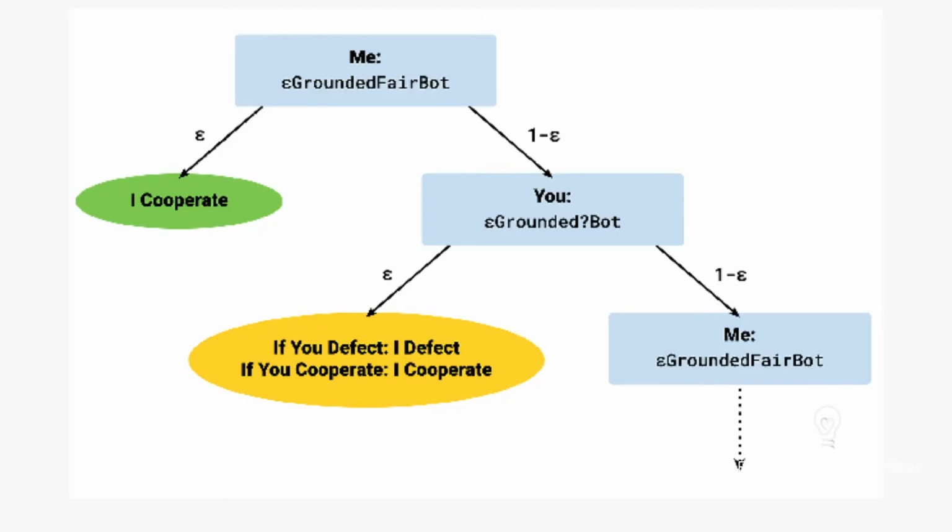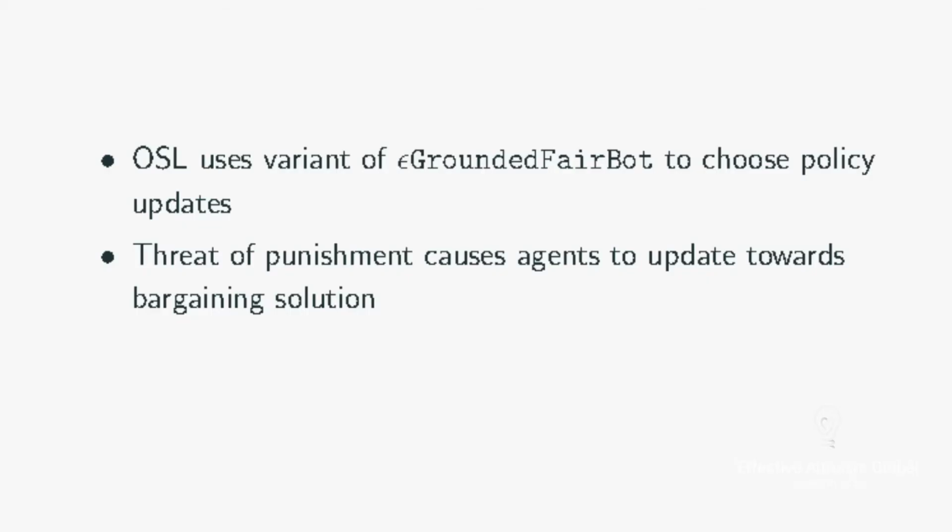So, okay, this is all defined for just a normal form game like the Prisoner's Dilemma or whatever, but we can identify, this is just a diagram of epsilon-grounded Fairbot playing against another epsilon-grounded algorithm, but I don't have time to walk through that. Okay, so here we identify cooperation and defection with updating towards or not towards the estimated optimum of the welfare function, which I'll call the bargaining solution.